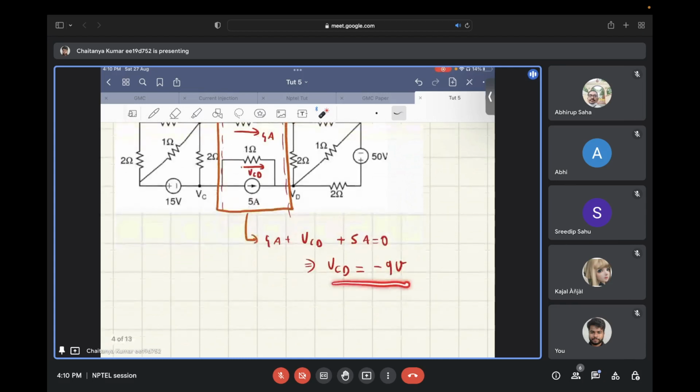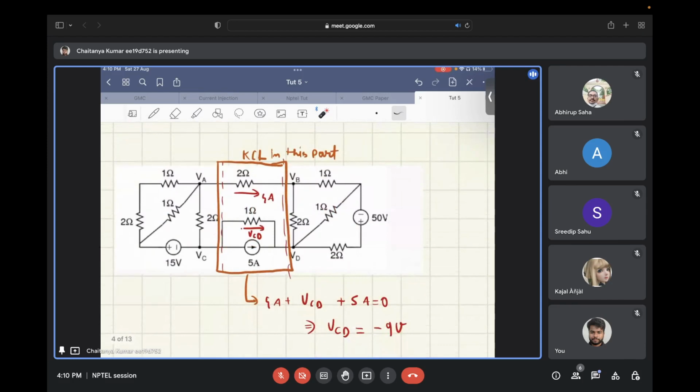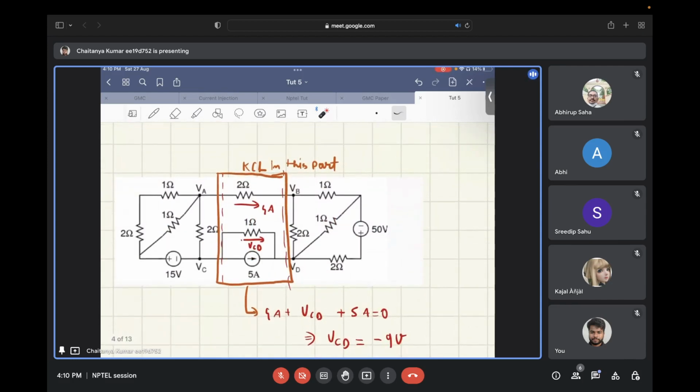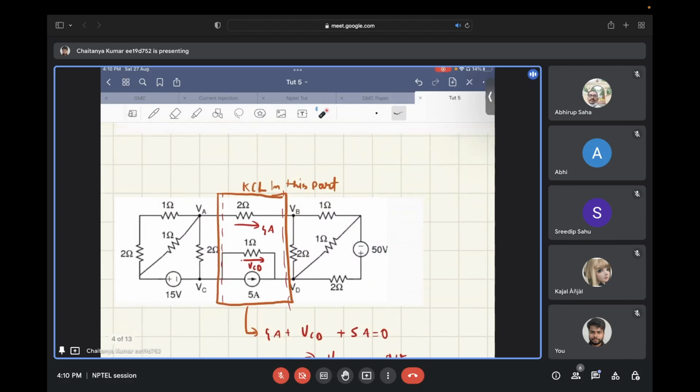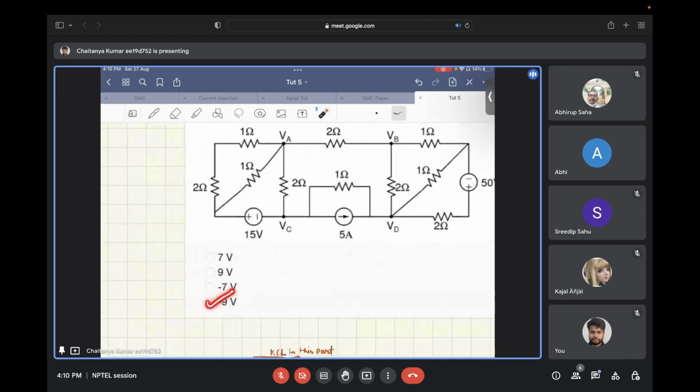So from there you get VCD as minus 9 volts. Basically, VCD, if you assume that was current, it is minus 9 amperes, and since it's flowing through a 1 ohm resistor, it is minus 9 volts. VC minus VD. Any doubt in this? So this is the correct answer.